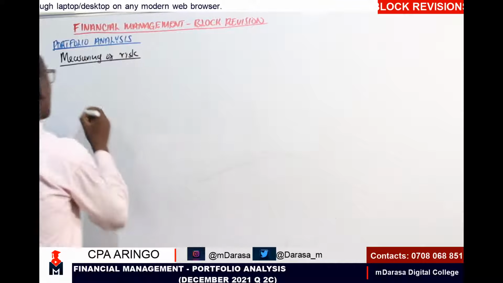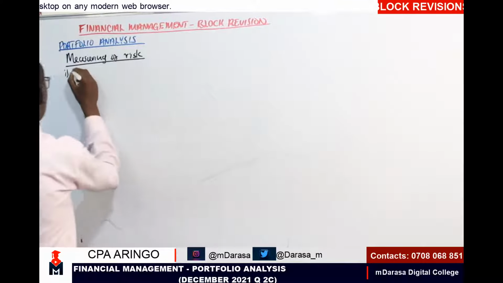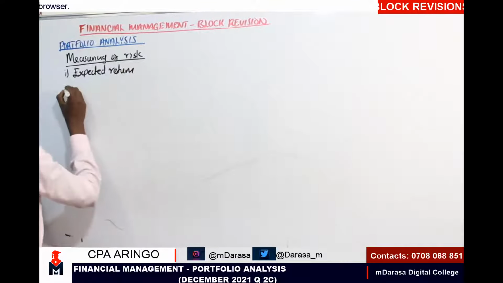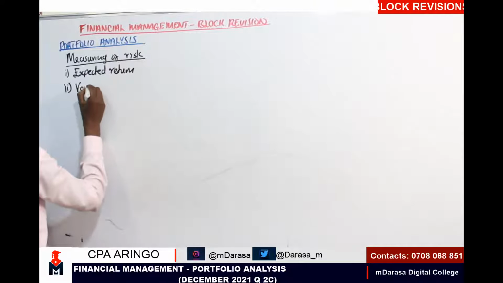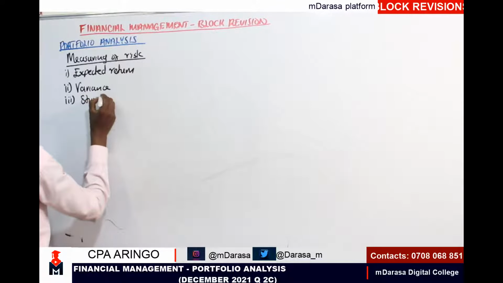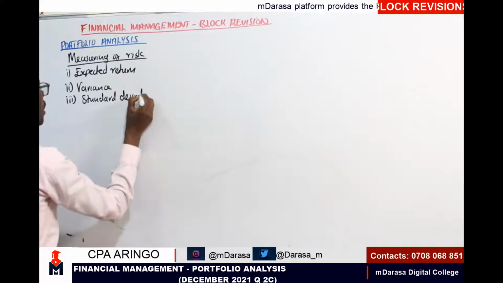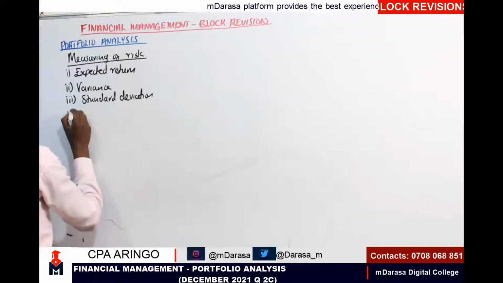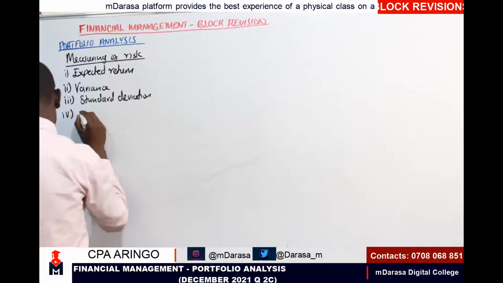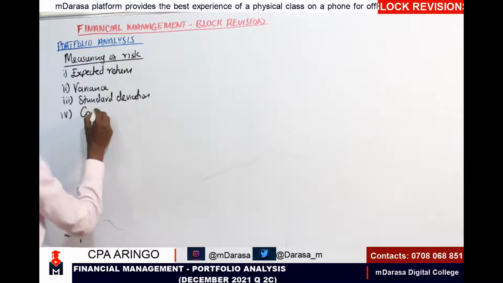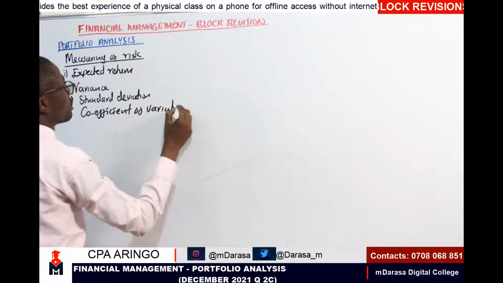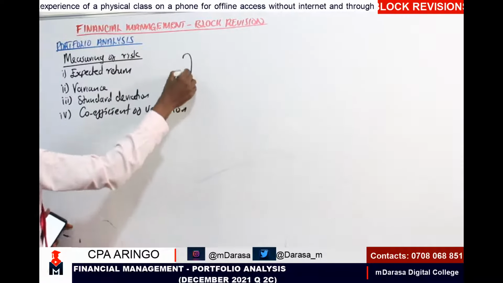Number one, it will be upon us to understand the concept to do with expected return. Number two, the concept of variance. Number three, my good students, will be expected to understand the whole concept of what? Standard deviation. And you'll also be expected to know the concept known as the coefficient of variation. And the good thing is that all of these concepts do relate.